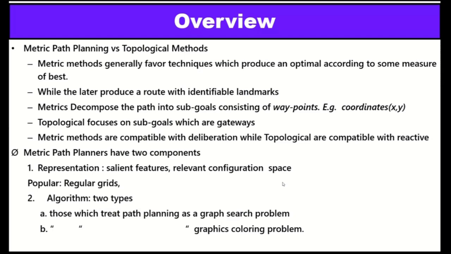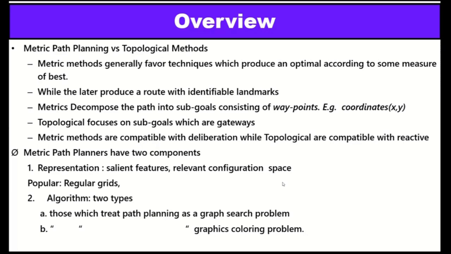Now, how does metric path planning differ from topological path planning methods? Metric path planning methods are actually measurement based. They have some sensors or some data. They can measure the coordinates or the object positions. They can decompose their coordinates in XY mode or in 3D mode. They can produce an exact route with given landmarks or gateways. But in topological path planning, we produce the route using landmarks and gateways. In metric path planning, we base ourselves on measurements, or we find or decompose the path using waypoints or coordinates.